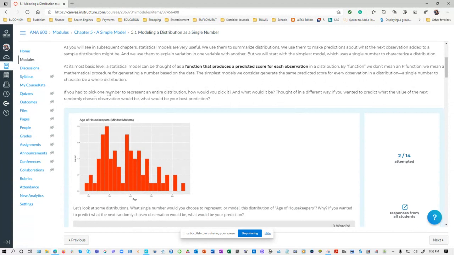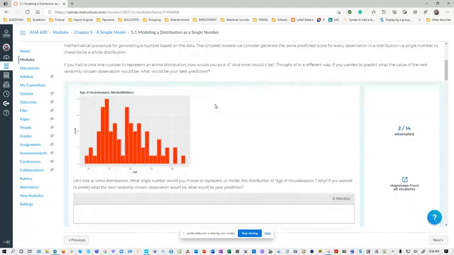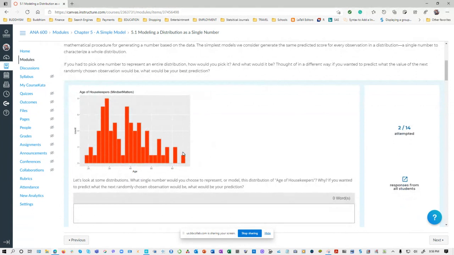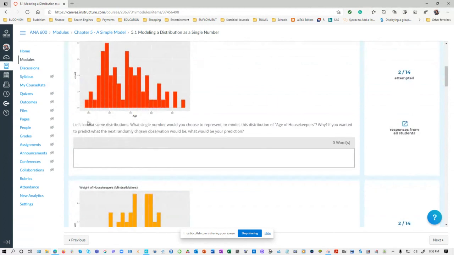If you had to pick one number to represent the entire distribution, how would you pick, and what would it be? Thought of in a different way, if you wanted to predict the value of the next randomly chosen observation, what would be the best prediction? In order to make predictions, what would be the best single number that would represent or characterize the whole distribution?